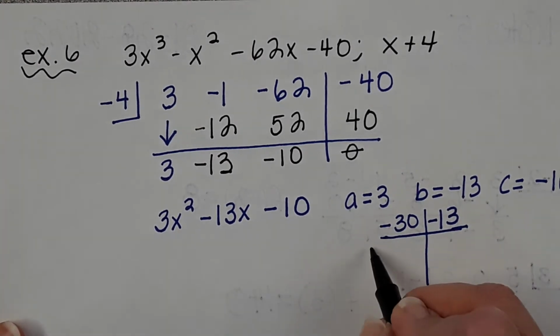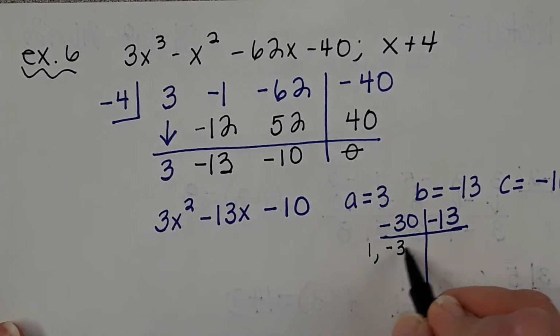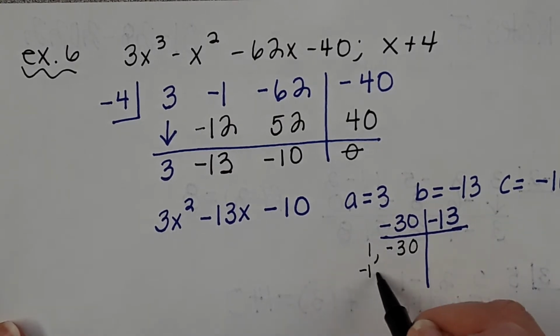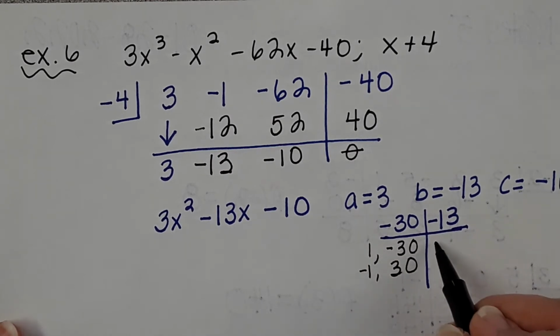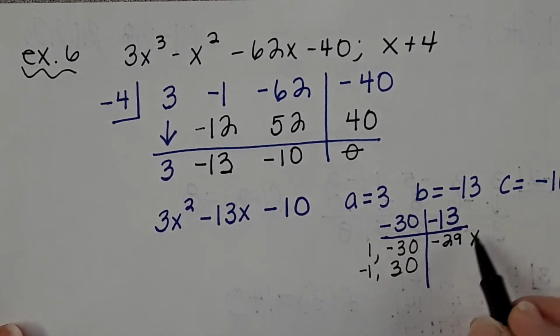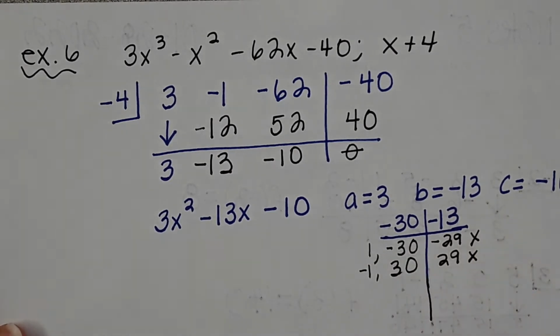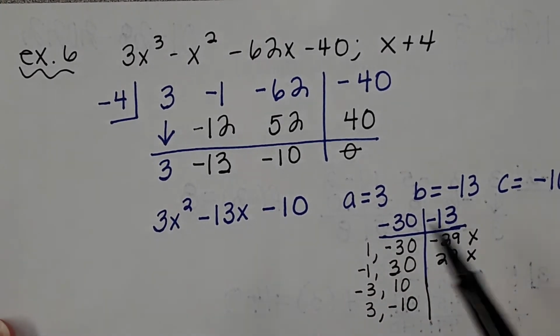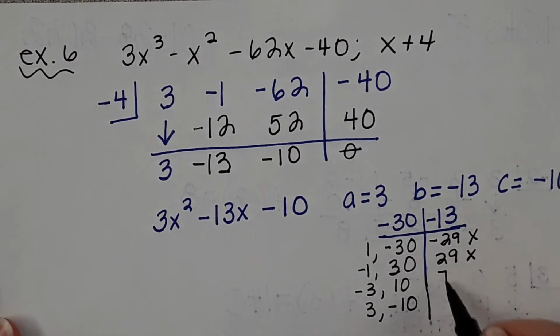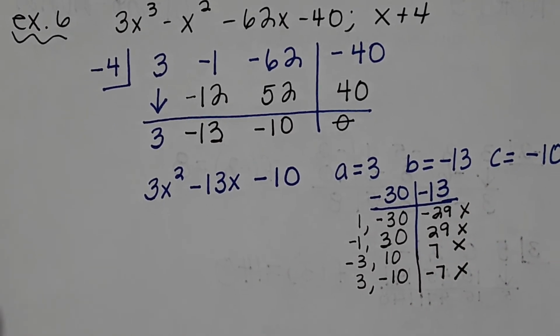So this morning we did 1 and negative 30, negative 1 and positive 30. So this becomes negative 29, does not work. This is positive 29, this does not work. The next one everyone wanted to test was negative 3 and 10, 3 and negative 10. Negative 3 plus 10 is 7. 3 plus negative 10 is negative 7. Now what should we test?